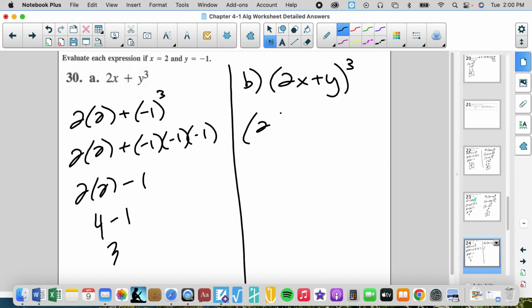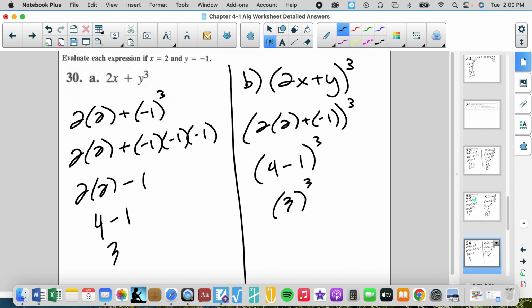Let's write 2 times 2 plus -1 quantity cubed. We're going to do multiplication, and then we get 3 to the third. We didn't need the parentheses, but it's okay. 3 times 3 times 3 is 27.